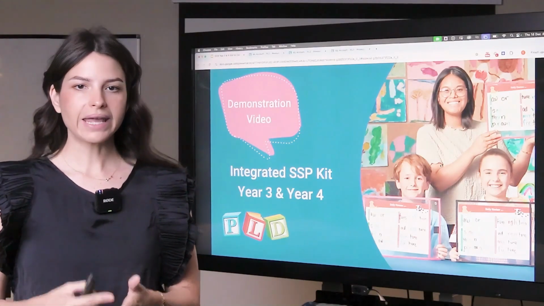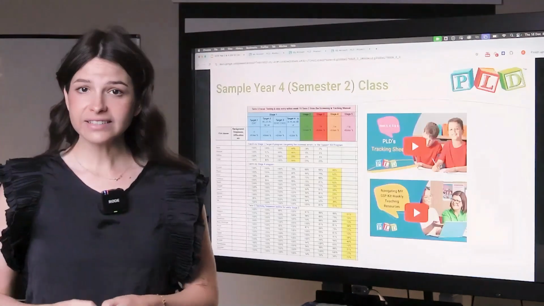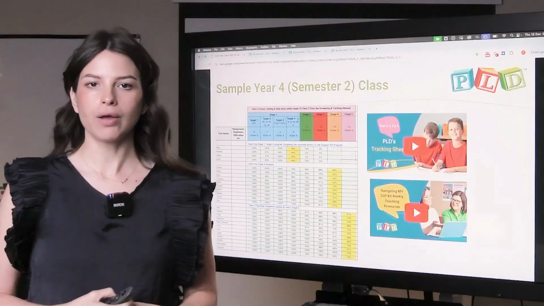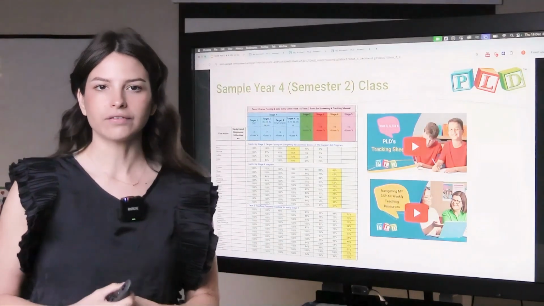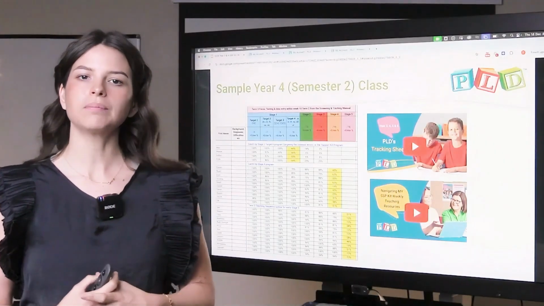We will step through the main components of each lesson across years 3 and 4. In this example, I'm a year 4 teacher in term 3, week 3, and this is my data for the classroom. Refer to PLD's tracking sheet video for how to group your students using the PLD process.